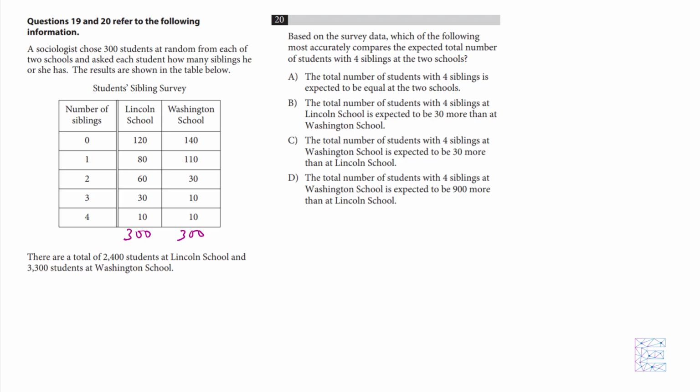Based on the survey data, which of the following most accurately compares the expected total number of students with 4 siblings at the 2 schools? So number of siblings, 4, so we are focusing on this row right here.